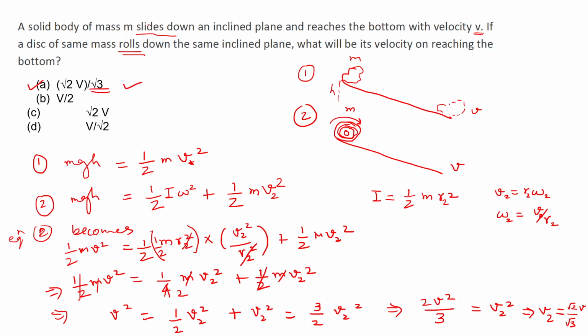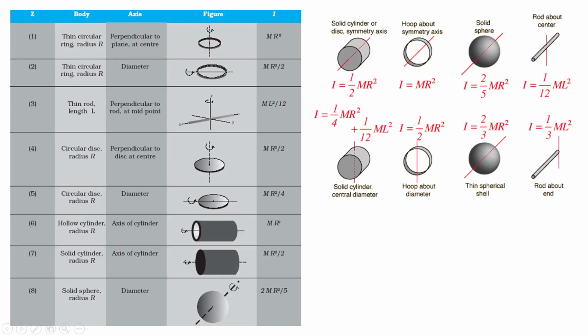What we had to keep in mind was that the first body was given to slide down, so only the translational part we write, and for the second body it was rolling down, so there will be rotational kinetic energy as well as translational kinetic energy. Okay, and the next question, we'll keep coming back to these values when we are solving questions, and we need these values.